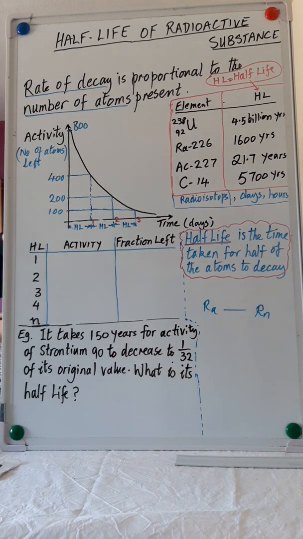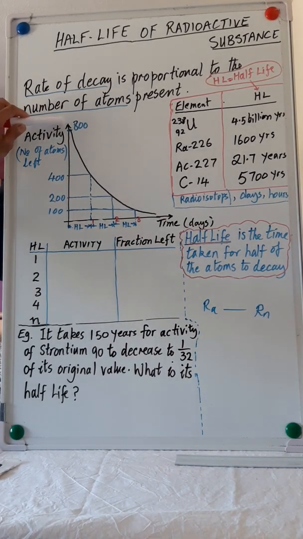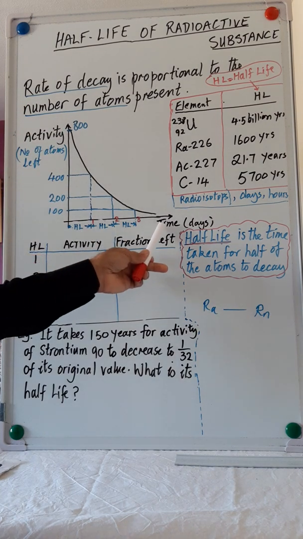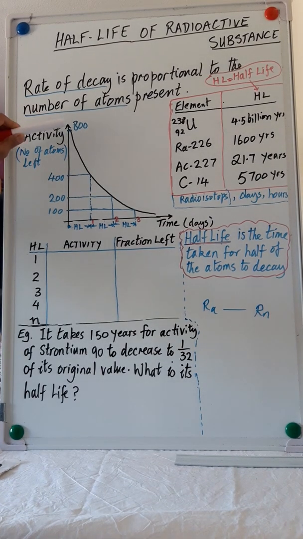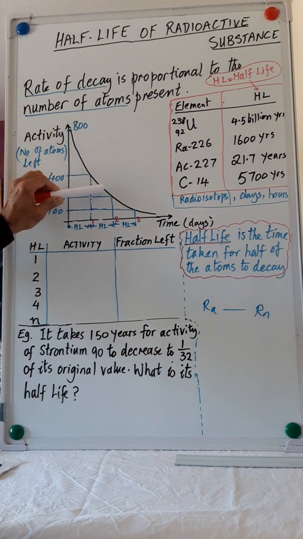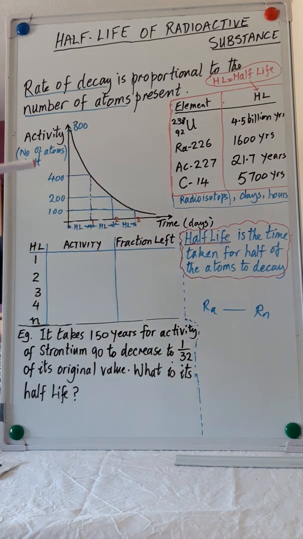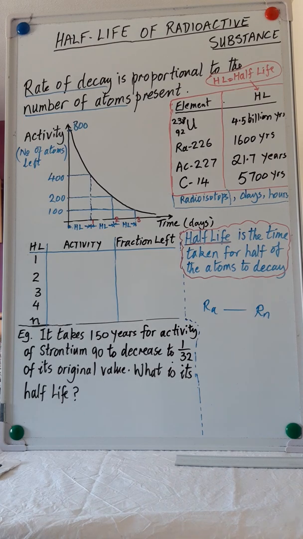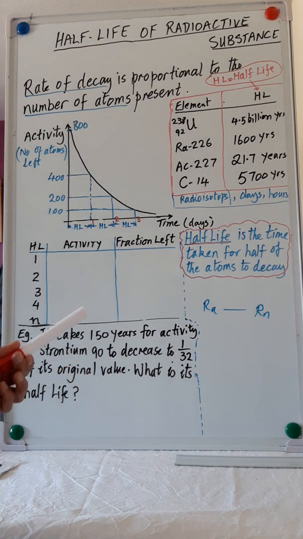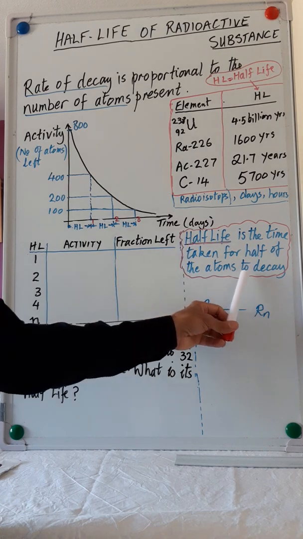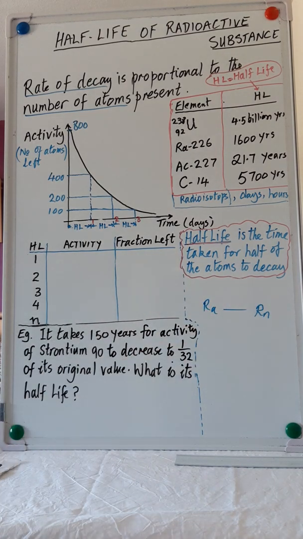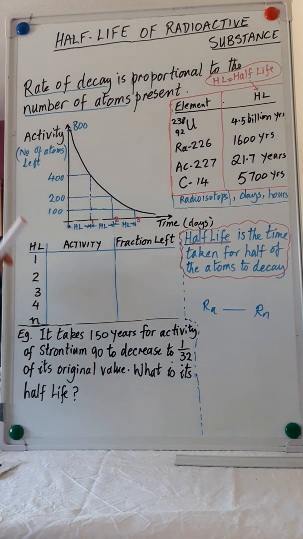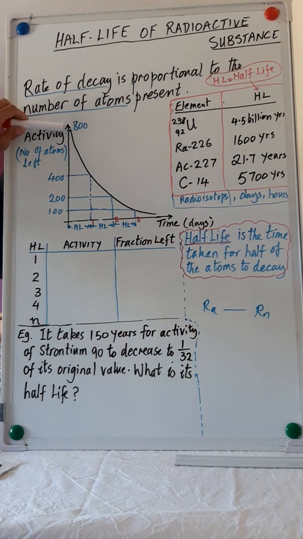Now, if we plot the graph of activity, which is the number of atoms which are remaining or left, against the time, you'll find that the graph goes like this. It goes down and down and down because the number of atoms becomes less and less. Therefore, the rate of decay also falls. Now, we define a quantity called half-life, which is the time taken for half of the atoms to decay, known as half-life. So we can find the half-life from here.